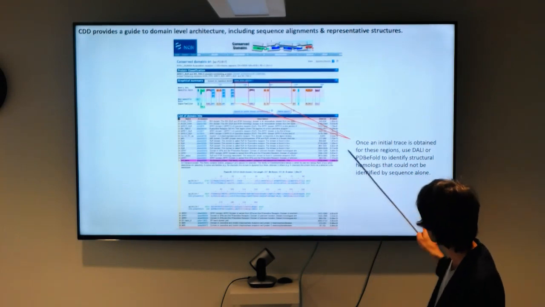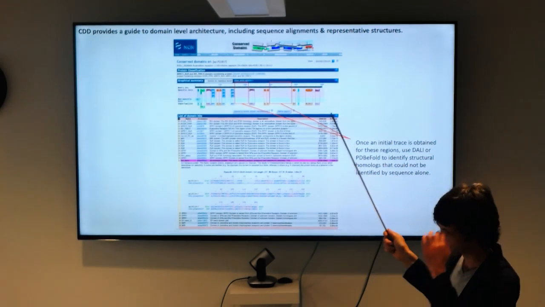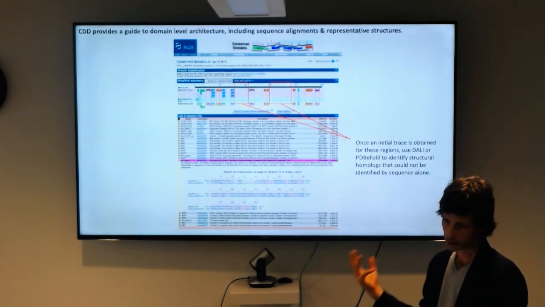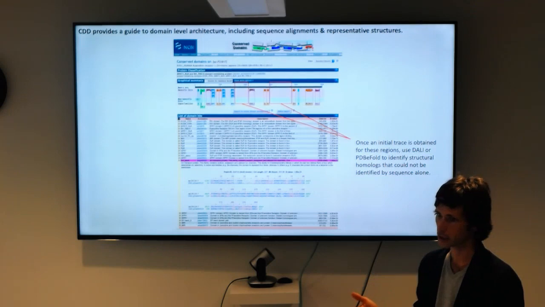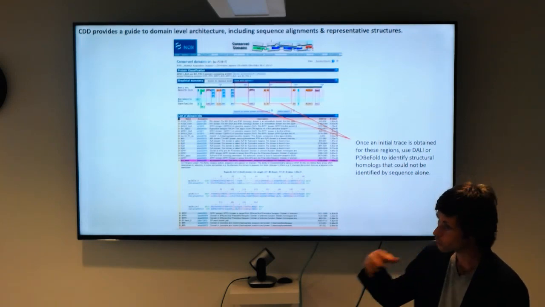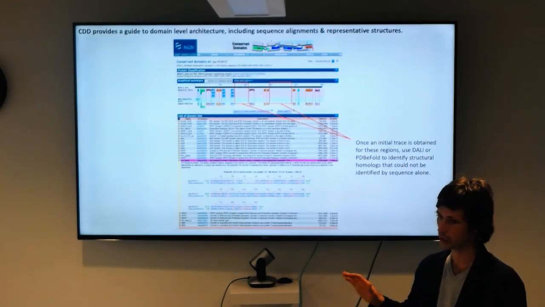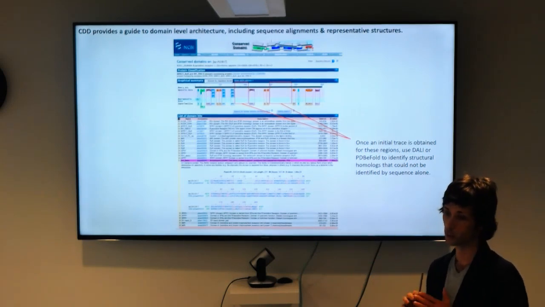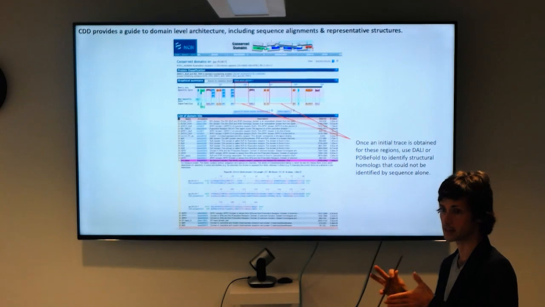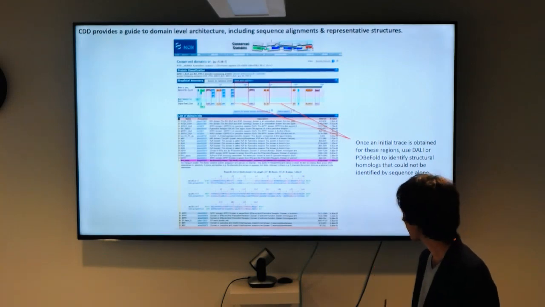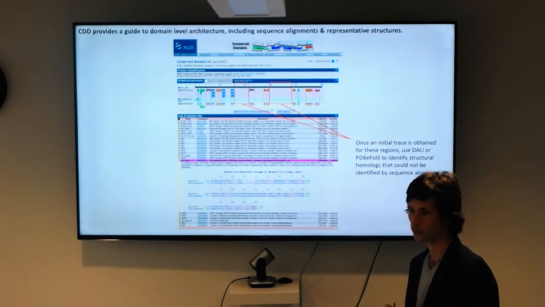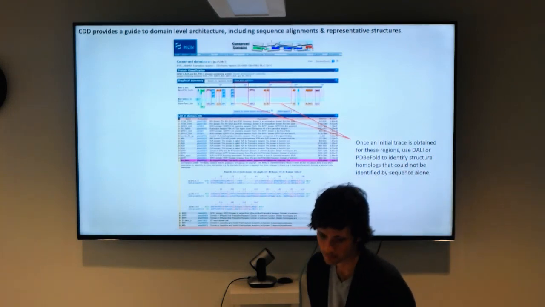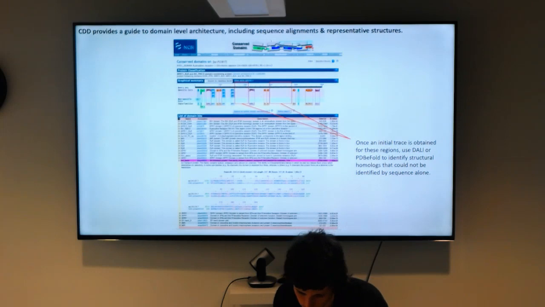And once you have an initial model trace for one of these regions, I would suggest doing another round of this. So taking your initial C-alpha trace or polyalanine trace of a new domain that you've just built at a main chain level, and then plug that back into a server which will take coordinates and search for folds based on structure. The classic one is DALI, but you can also use PDBfold. There are probably some other ones as well, but those are the two that I'm familiar with.